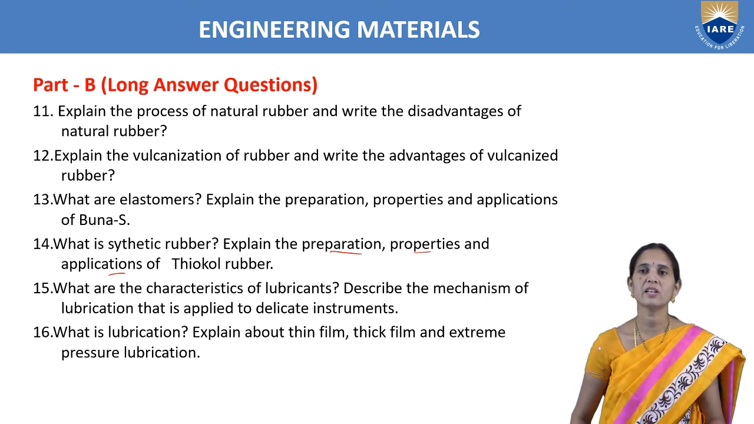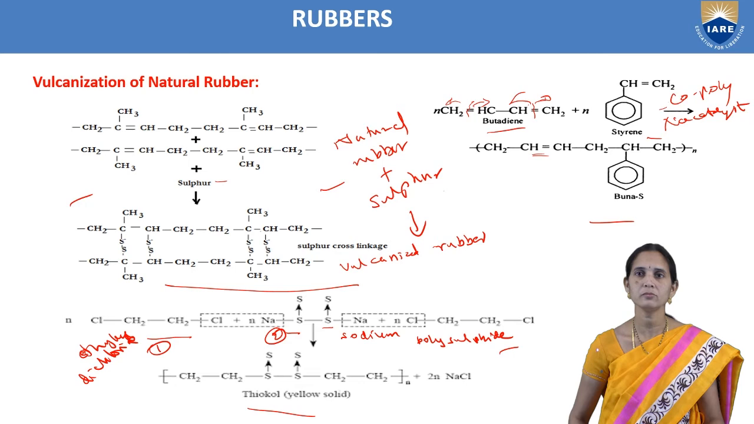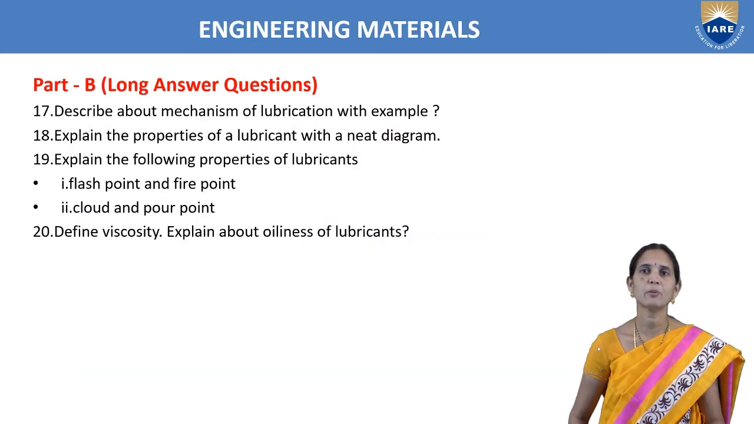Next, what is lubrication? Explain thin film, thick film, and extreme pressure lubrication. Lubrication means a substance which is used to reduce friction between two moving surfaces, and the process is known as lubrication. Write three types of mechanism: thin film, thick film, and extreme pressure lubrication. So next one, describe the mechanism of lubrication with examples. We have to explain three types of lubrication.